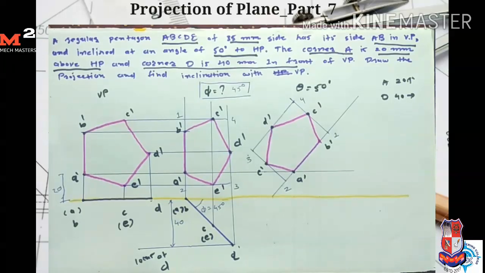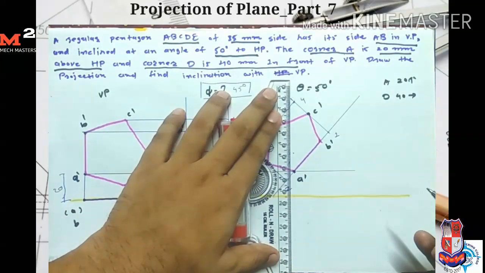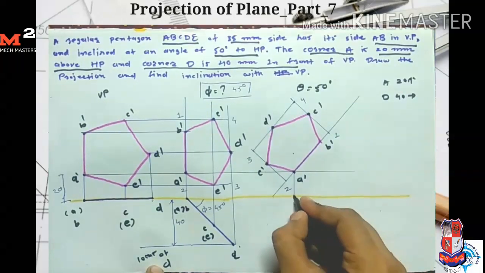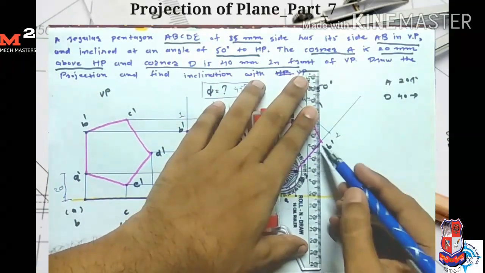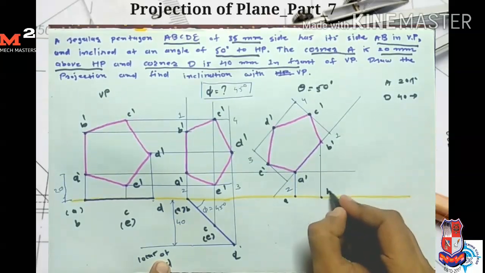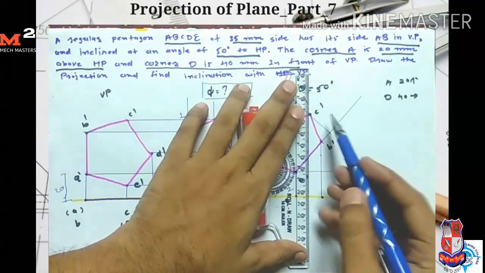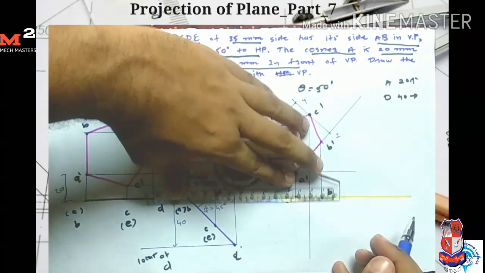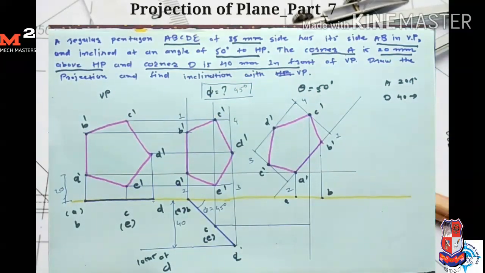Now for the top view, I simply take the projection. I start with point A. For point A, I take the projection from here and from here. So here I get my point A. Now for point B, I take the projection from here and from here. So here I get my point B. Now for point C, I take the projection from here and from here. So the intersection of these two lines gives me point C here.